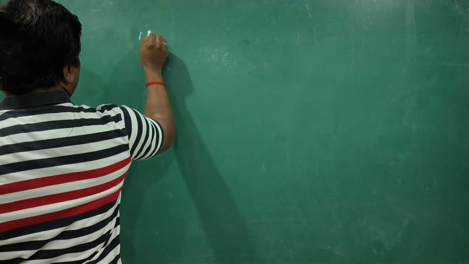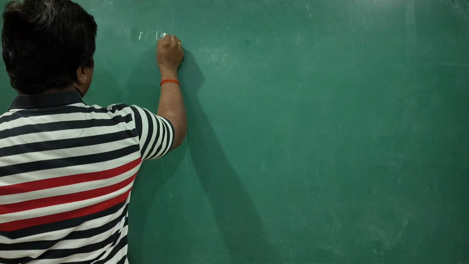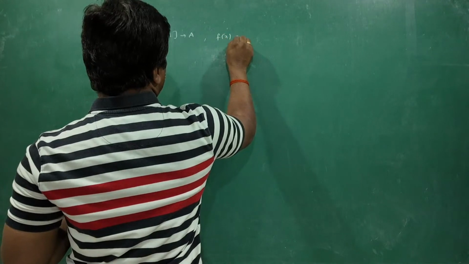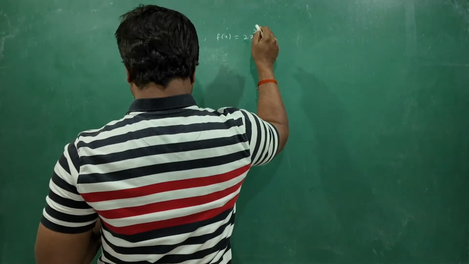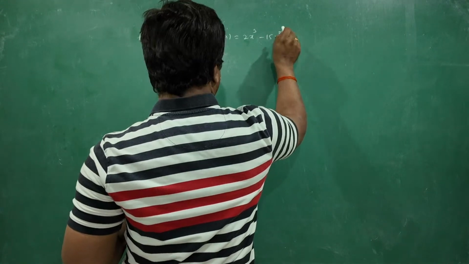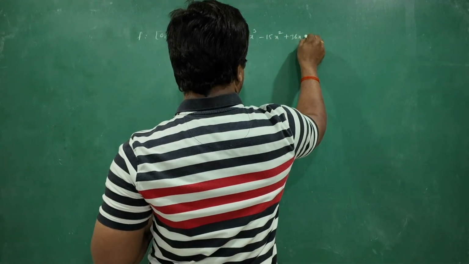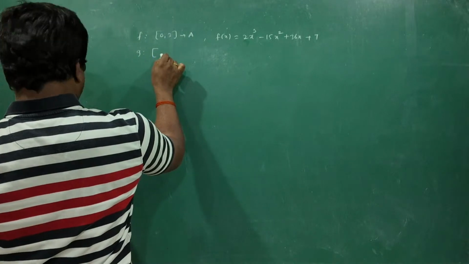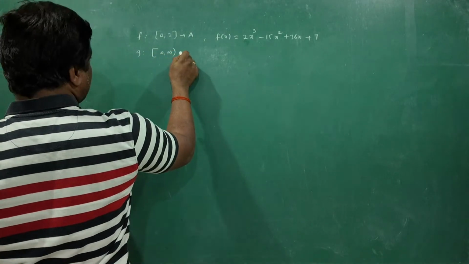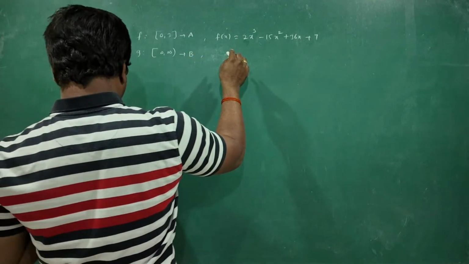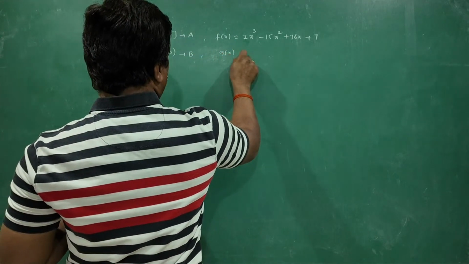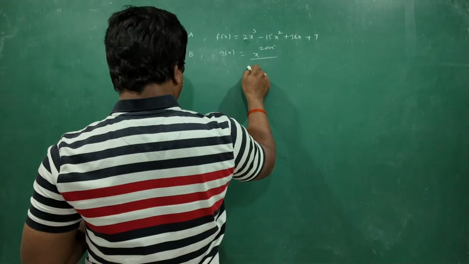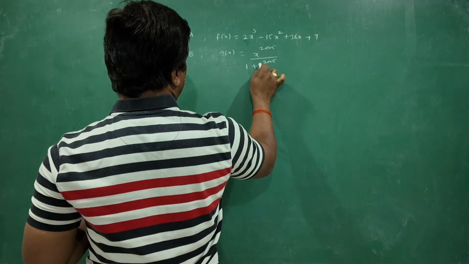Question from functions topic. f is a mapping from closed interval 0 to 3 to A. f of x is given by 2 times x cube minus 15 times x square plus 36x plus 7, and g is defined for positive values of x to set B by g of x equal to x to the power of 2025 divided by 1 plus x to the power of 2025.